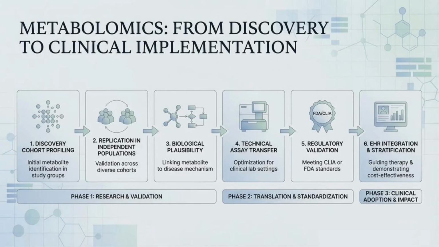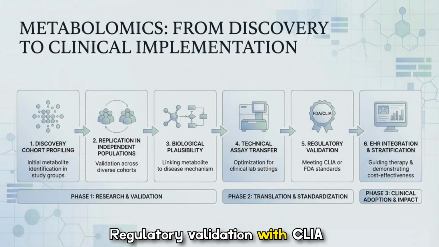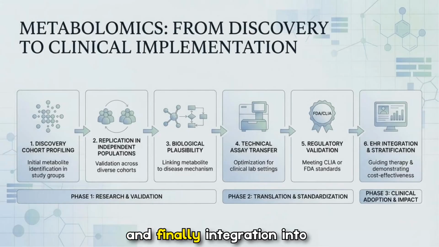Translating metabolomics into clinical practice follows clear phases: discovery, cohort profiling, replication across populations, establishing biological plausibility, and technical assay transfer optimized for clinical labs. Regulatory validation with CLIA or FDA standards comes next. And finally, integration into electronic health records for stratified care. Each phase ensures that initial findings evolve into validated, usable diagnostics or therapeutic decision tools.